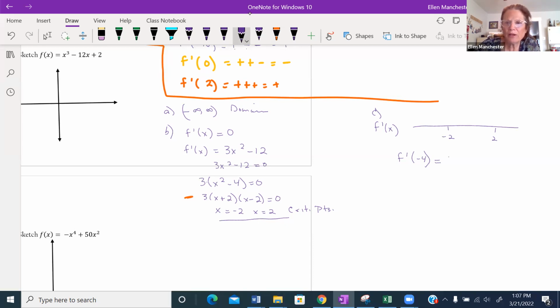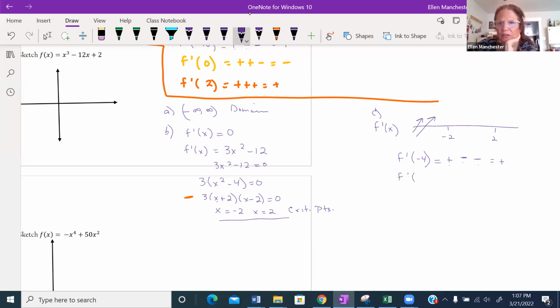So the 3 is positive. I'm going to put -4 in here. So -4 plus 2 is a negative. -4 minus 2 is also a negative. So positive times a negative is a positive. The other way, remember, that you can do this is just count your negatives. I have an even number of negatives, which makes this positive. So I know my slope is going to go uphill in this interval.